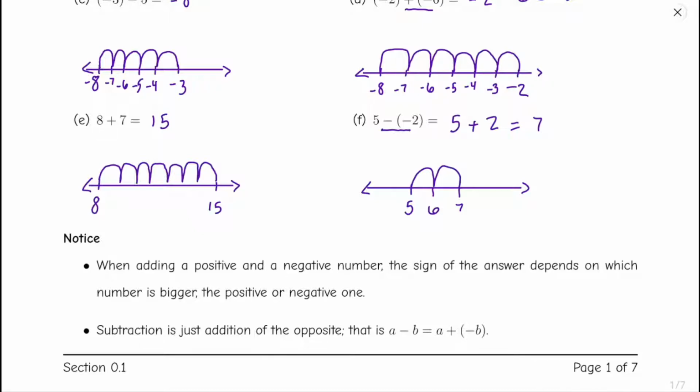Note, when adding a positive and a negative number, the sign of the answer depends on which number is bigger, the positive or negative one. And subtraction is just addition of the opposite. That is, A minus B is A plus -B.